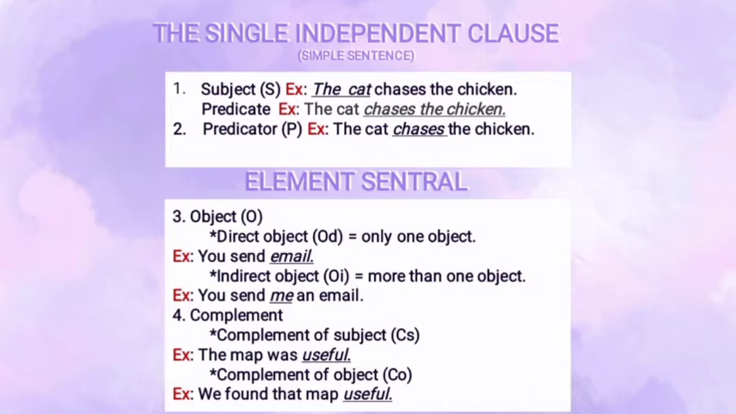And the fourth, complement. There are two kinds of complement. Complement of subject and complement of object. The example of complement of subject is the map was useful. Useful is complement of subject. And the example of complement of object, we found that map useful. Useful is complement of object.